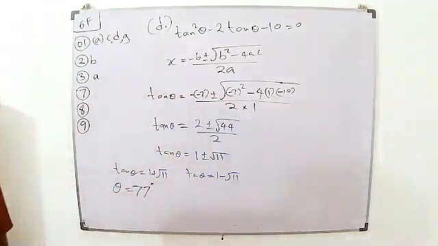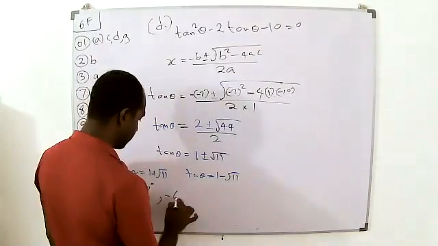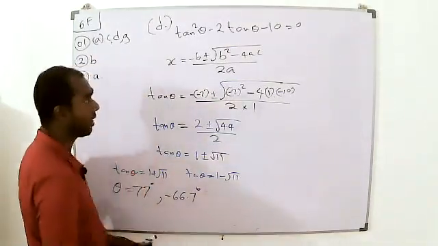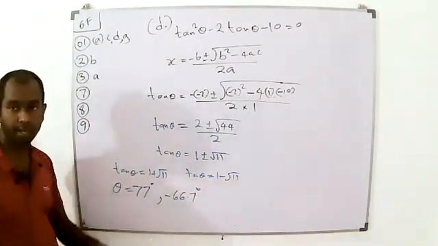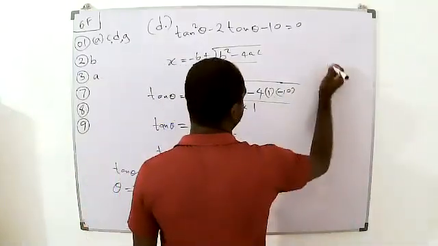This one, how much are we taking? 66.7. So minus 66.7 degrees. Now think, what are the possible values? Can we accept this one? We can't even accept this. Why? It is in the minus range. But the given range is from 0 to 360.